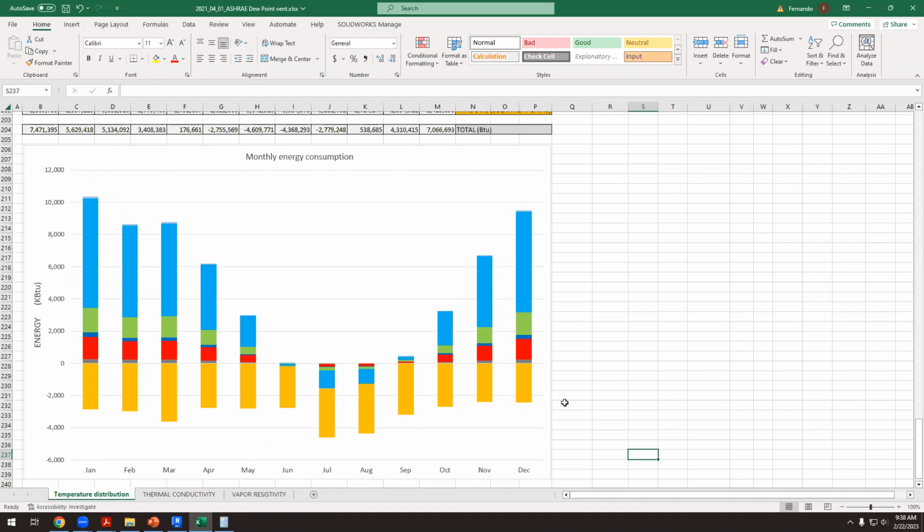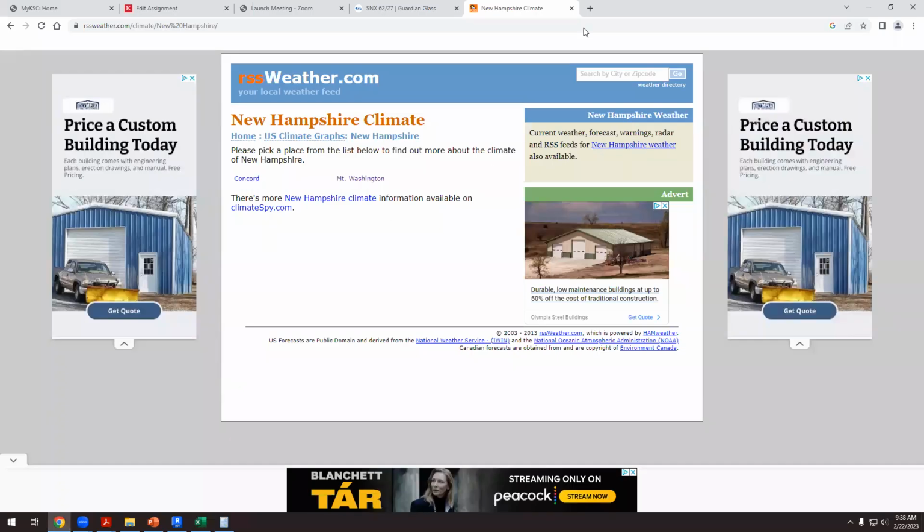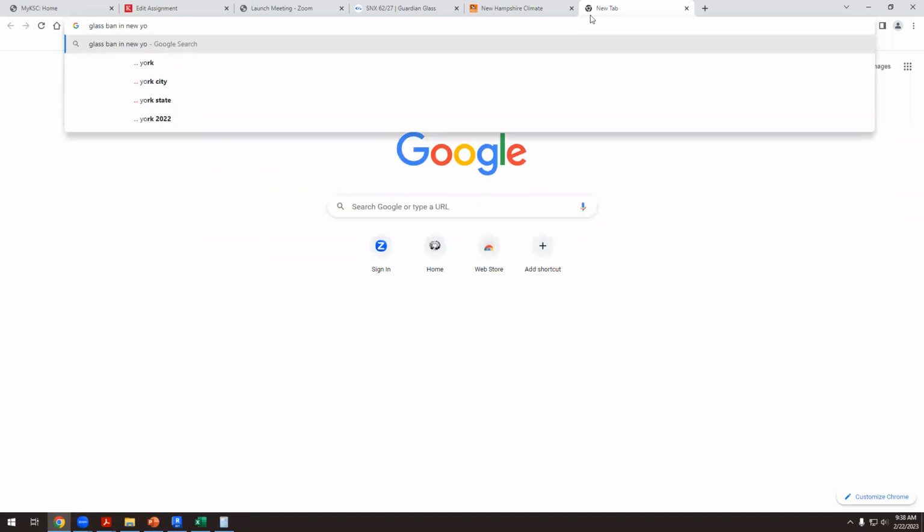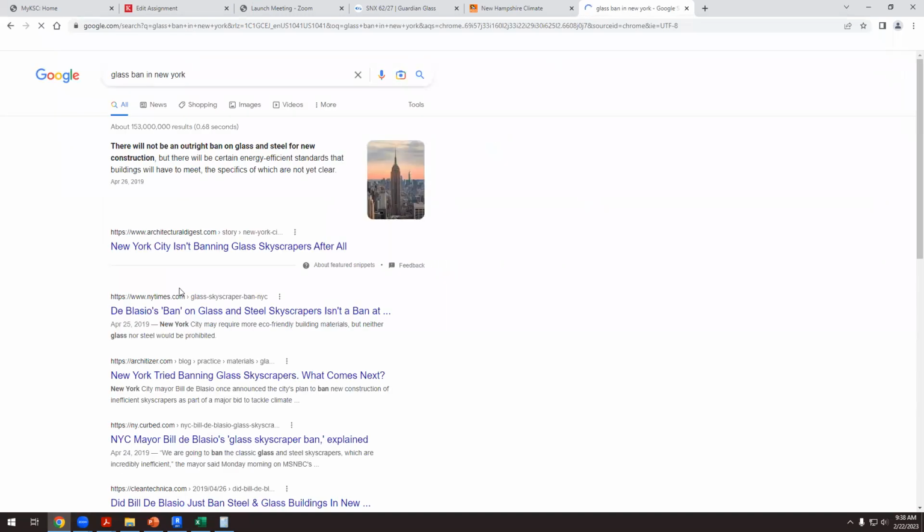I think this is what they are doing now. They are in New York, they tried to... New York City isn't banning glass skyscrapers after all. They tried. Okay, so they tried to forbid glass skyscrapers. Why? If you look at the peak loads, this is what you have to do.